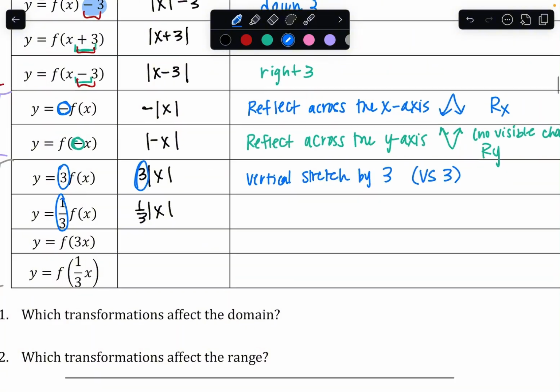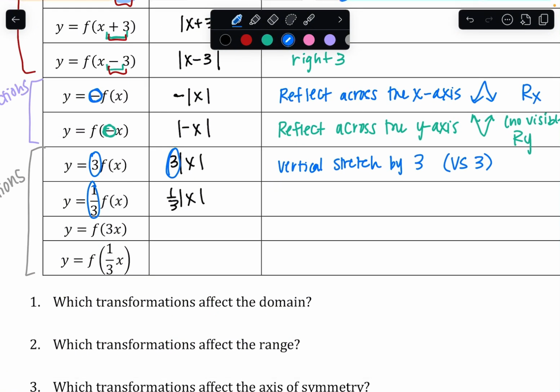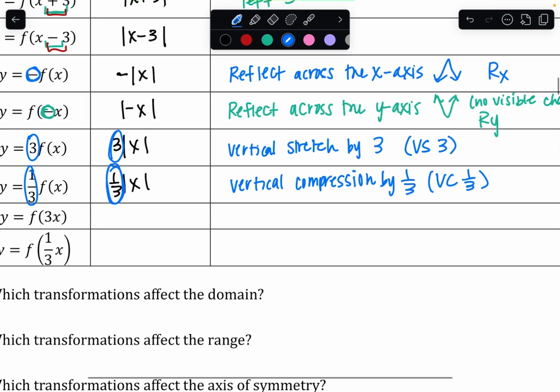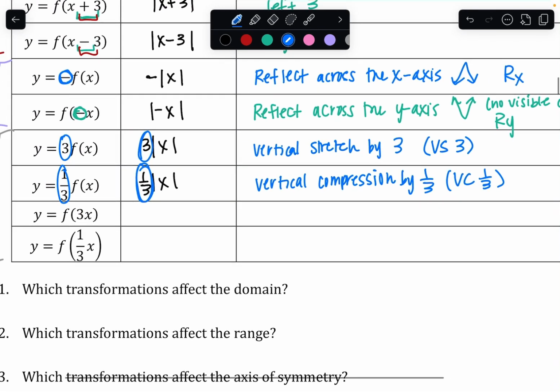That's what I do. And then if you have a scale factor that's smaller than 1, you're going to say vertical compression. Some say shrink. The technical term is compression. And the fact that you're using compression is just because the scale factor is smaller than 1. It's going to cause it to shrink. It's compress. Okay, and so you can abbreviate that VC 1/3.